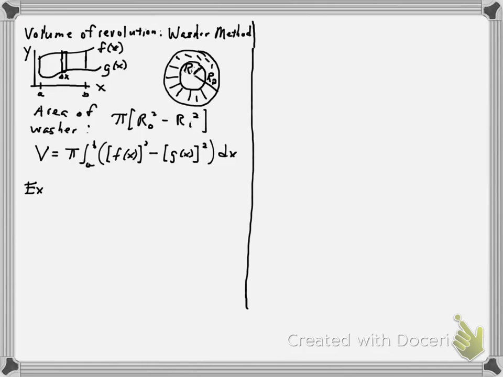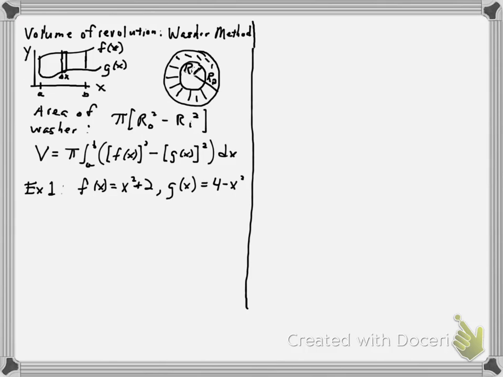In this first example, we're going to consider f of x equal to x squared plus 2 and g of x equal to 4 minus x squared. We're going to find the volume of the solid object that's formed by taking the planar region bounded by these two curves and rotating about the x-axis.